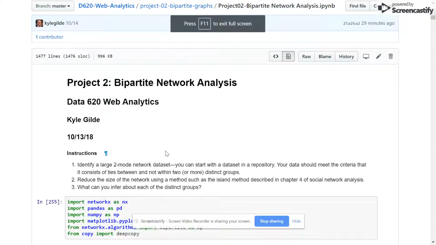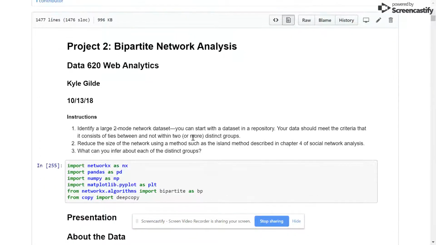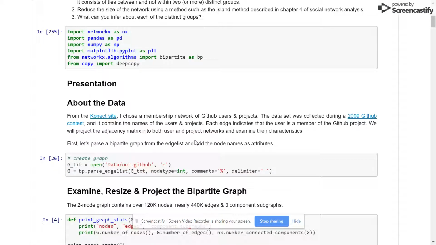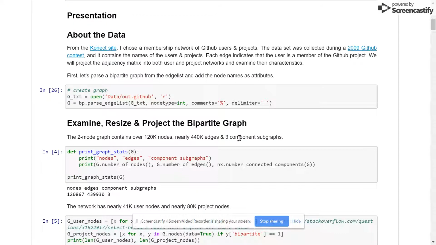Hi, this is Kyle, and this is my presentation on Project 2, the bipartite network analysis on a dataset of our choosing. I chose my set from the Connect site, and I chose a membership network of GitHub users and projects. The dataset was collected in 2009 during a contest, and it contains users and projects. Each edge indicates that the user is a member of the GitHub project.